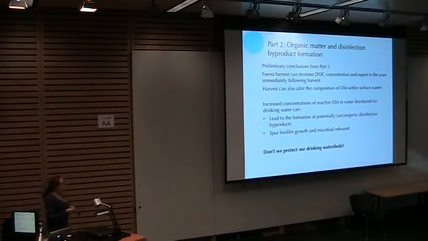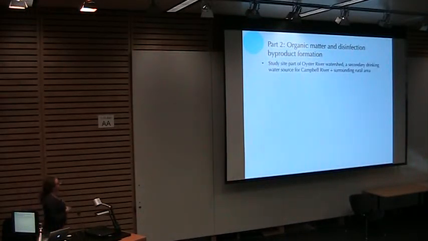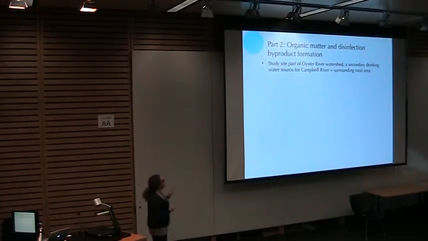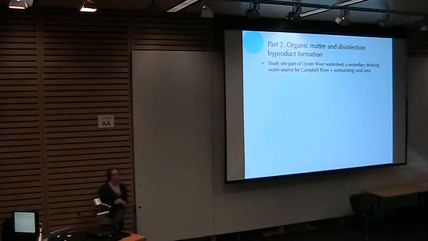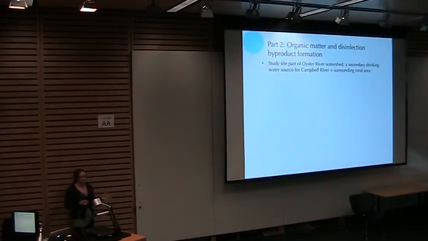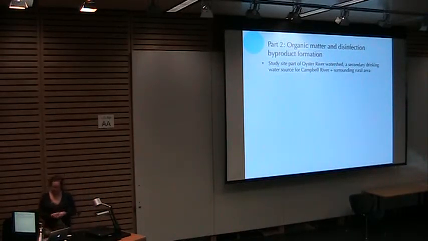But the question here is, don't we protect our drinking watersheds? Would logging really be an issue? Would the kind of effects that I've shown in part one really be an effect for the watersheds that we actually use for drinking? And the answer to that is, we don't really protect our drinking watersheds. The study site that I've presented is actually part of the Oyster River watershed, which is a secondary drinking water source for Campbell River and the surrounding rural areas. I think in the late 1980s, something like 40% of the discharge of the Oyster River was allocated to water licenses for drinking water.